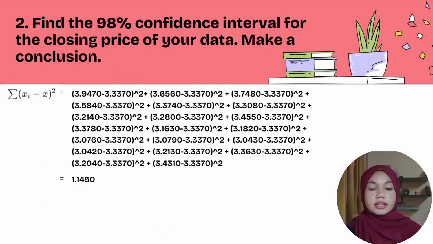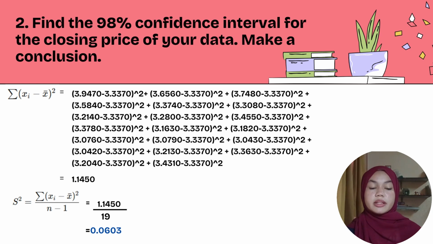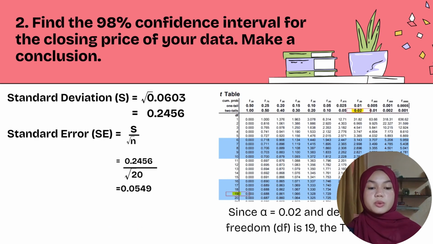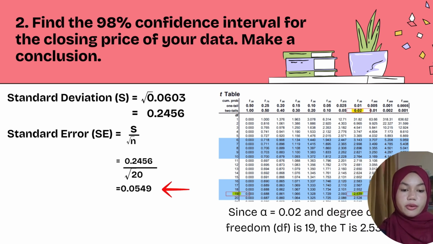66.7400. Next, to find the standard deviation, calculate the sum of squared deviations and divide by n minus 1, which is 19, and you'll get 0.0603. Then take the square root of 0.0603 and you'll get the standard deviation, which is 0.2456. For step 3, find the standard error using the formula s over square root n and you'll get 0.0549.